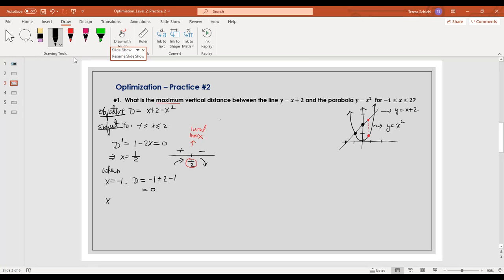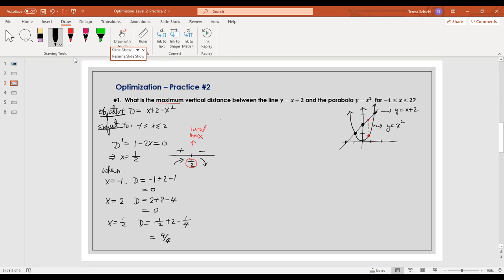Now I have x equal to 2 here. So when x equal to 2, then the distance will just be 2 plus 2 minus 4. This one is 0, so it's this point. That makes sense also. So now when x is equal to 1/2, then the distance here will be 1/2 plus 2 minus 1/4. So what I get here is 9/4, right?